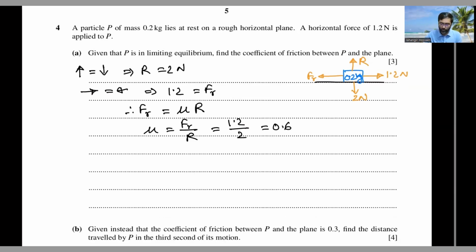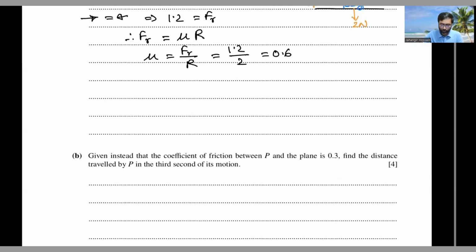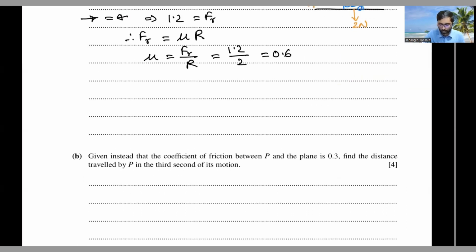Now let's move on to part B. Part B, what is given? Given instead that the coefficient of friction between P and the plane is 0.3, and the distance traveled by P in the third second of its motion. You need to be attentive to this word, third second, not the distance traveled in 3 seconds. Rather, from 2 to 3 seconds. In between 2 and 3 seconds, how much distance is traveled?